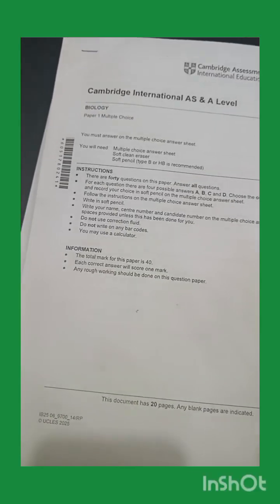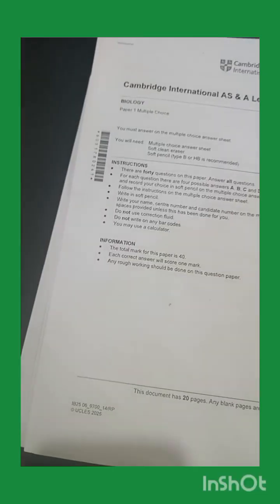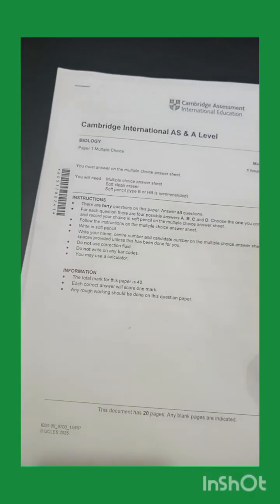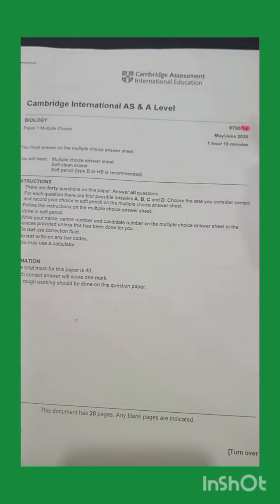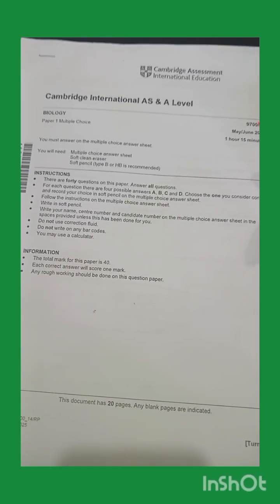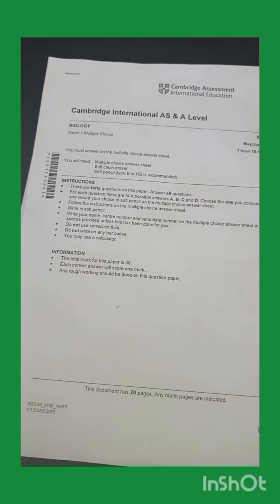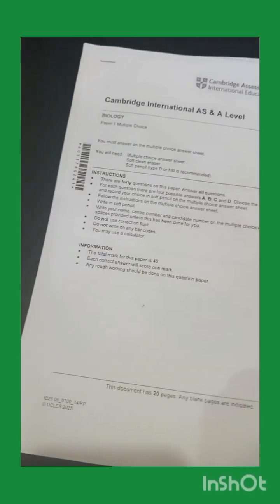Here I have a Cambridge International AS and A-level exam paper. It's a biology exam paper. It is paper 1, and you know that paper 1 is multiple choice. This paper was written in June 2025. So in this video we are going to work out the solutions for questions 1 to 10. Let's get started.